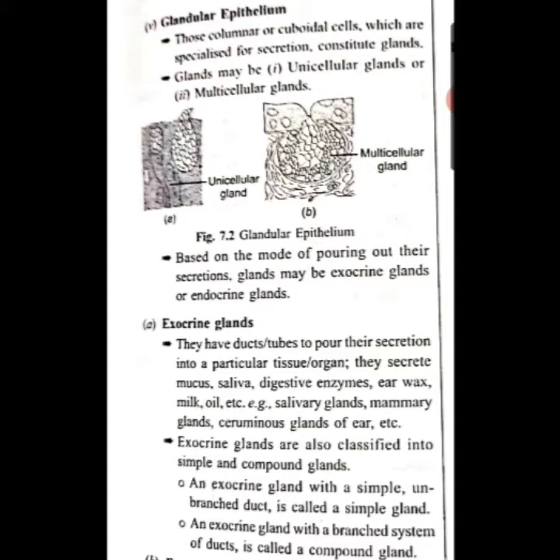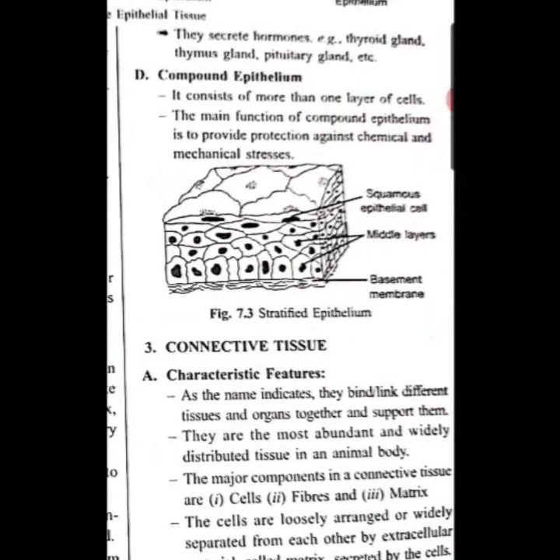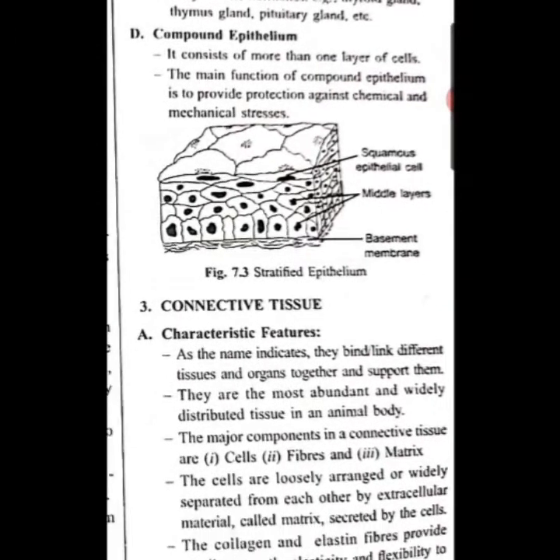Fine, they have ducts or tubes to pour their secretion. For example, the salivary gland, the mammary gland and the ceruminous gland. Whereas the endocrine glands are those glands which pour their secretion into the bloodstream instead of the ducts. For example, thyroid gland, thymus, pituitary gland.